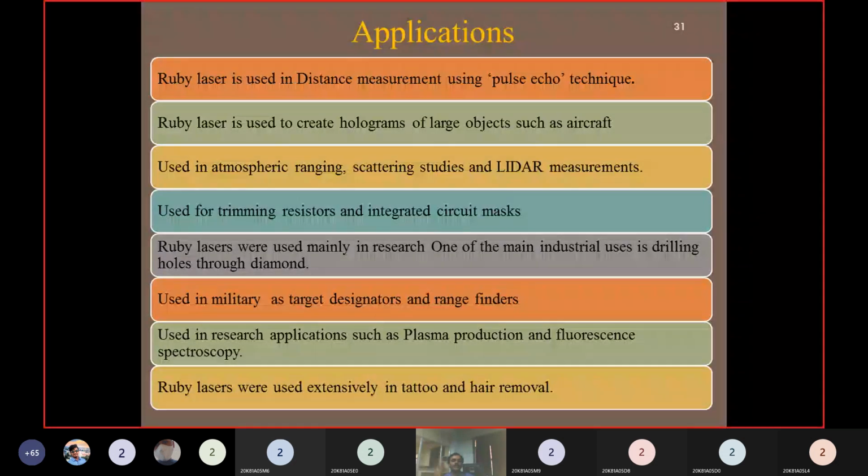The ruby laser is also used to create holograms of large objects such as aircraft. If you want to create holograms of large objects, we can use the ruby laser.